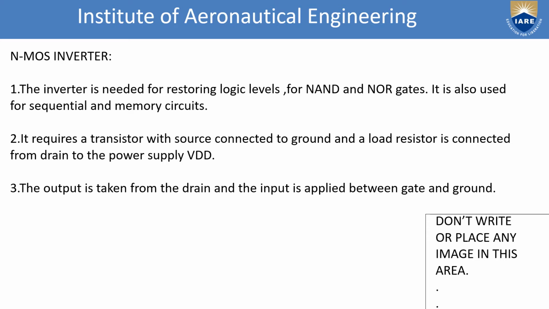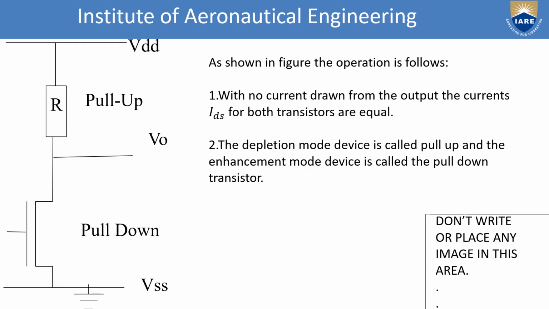It requires a transistor with its source connected to ground, and a load resistor is connected from the drain to the power supply VDD. The output is taken from the drain and the input is applied between gate and ground. This is the following diagram. As shown in the figure, the operation is as follows.